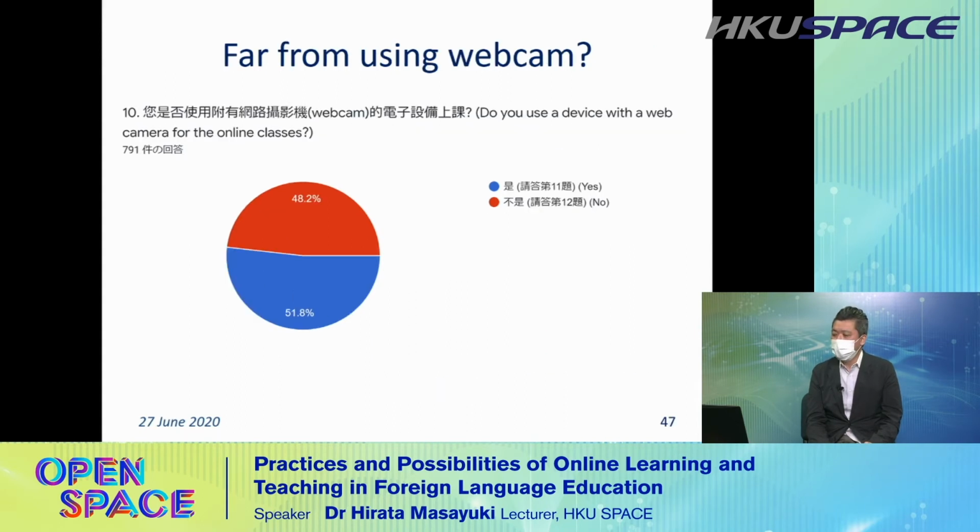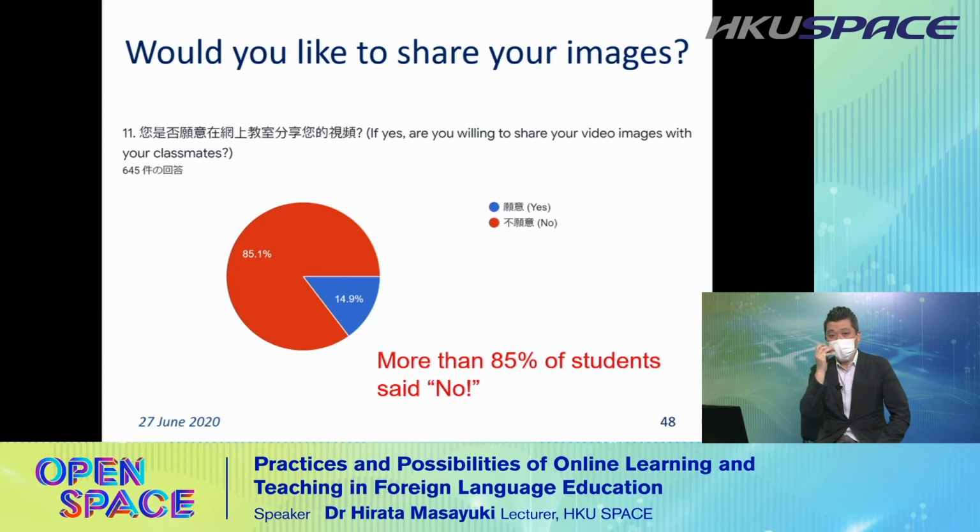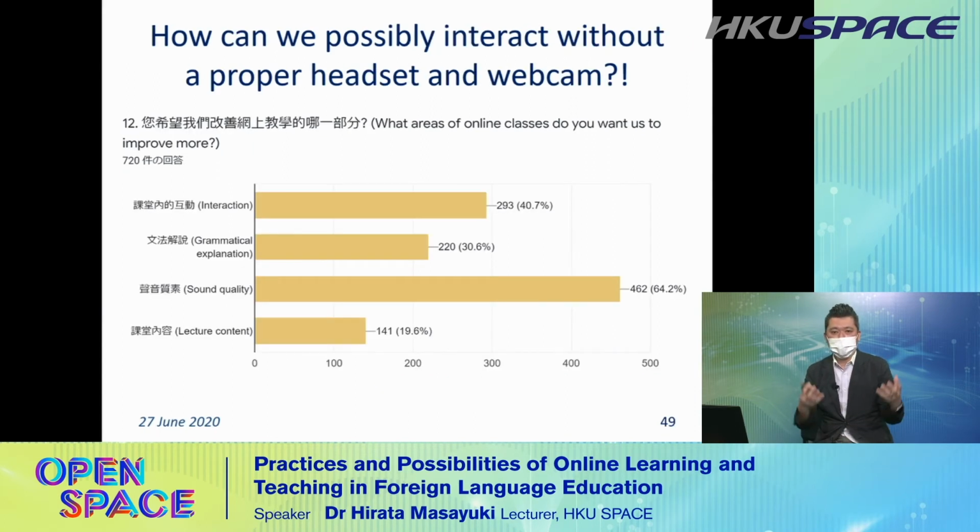Also, the webcam. It would be better if the teachers can look at the student's face on the screen, so that it's like communication between us and the students. So we wondered how many students have a webcam, and slightly more than 50% have a webcam with their devices. However, when we asked, would you like to share your image with us during class, more than 85% of the students said no. So it was very difficult. Although we wanted to deliver the online classes in a more interactive way, they didn't have proper headsets, and they didn't want to share the camera with us.